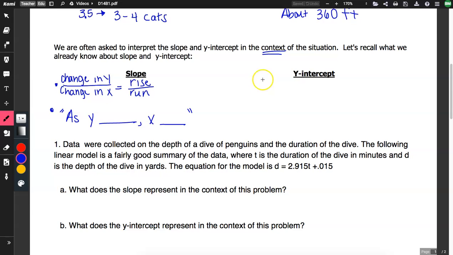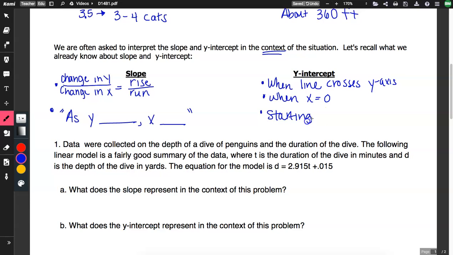Our y-intercept, we know that this is when the line crosses the y-axis. We know this happens when x equals 0. And in the context of a story, it's basically like the starting point. Or again, when x equals 0, what is the value of y?